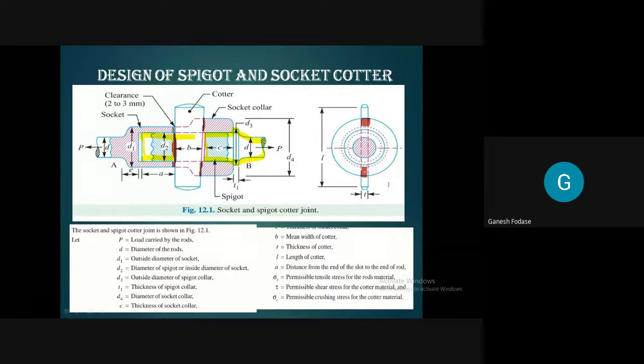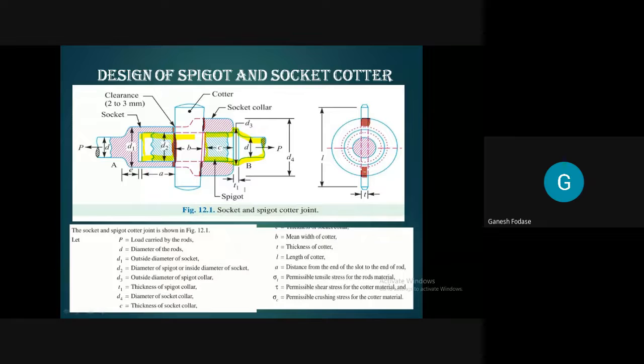So in this case, we come to know there is crushing stress, there is shearing stress, and there will be a tensile stress. Is there any compressive stress in this case? Yes or no?